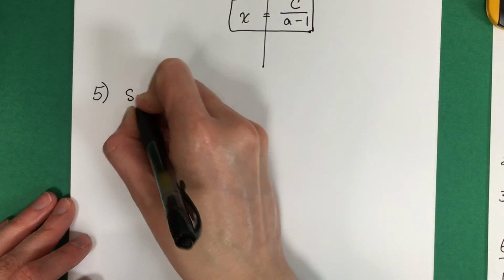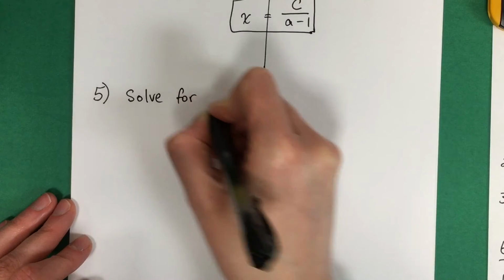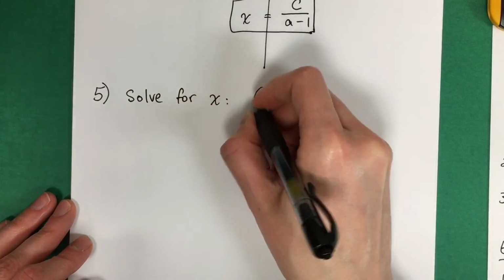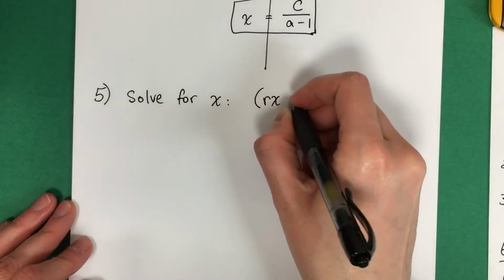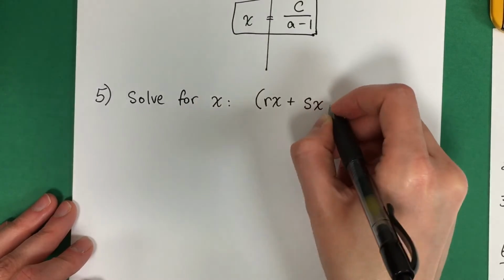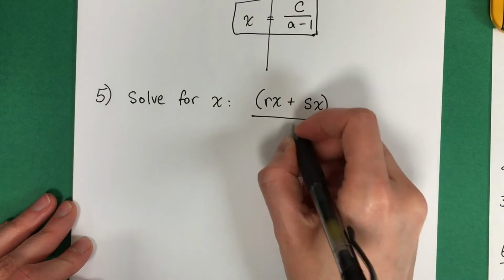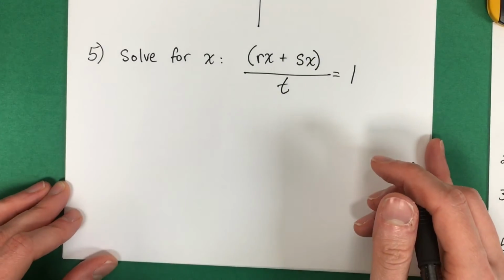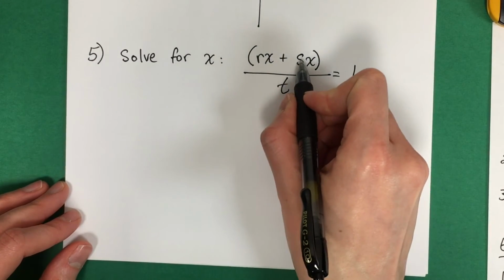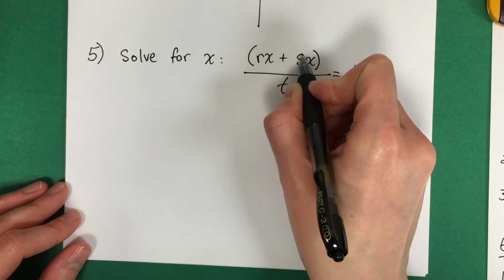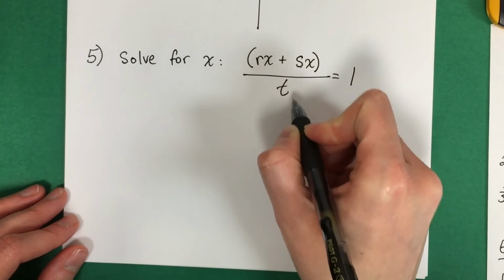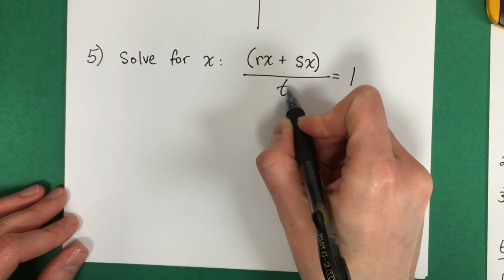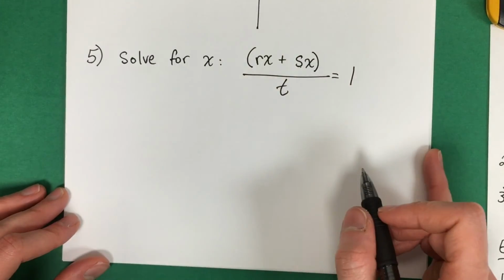So this one is also solve for x. And I have in parentheses rx plus sx divided by t equals 1. Let me just give you a little hint. When you are doing your s's, make sure you make it extra curvy so it doesn't look like a 5, and your t, make sure you make it extra curvy so it doesn't look like a plus.